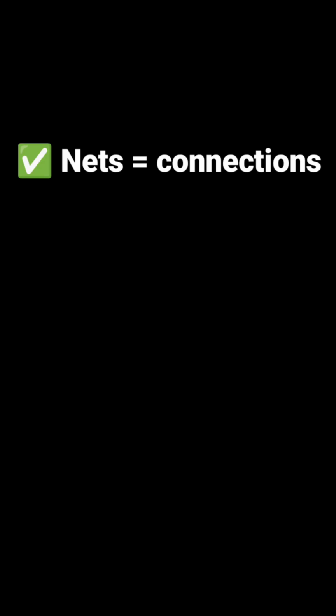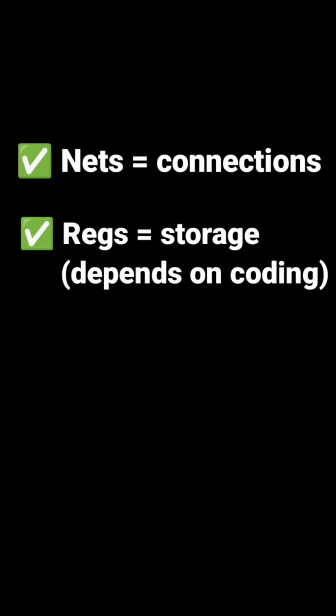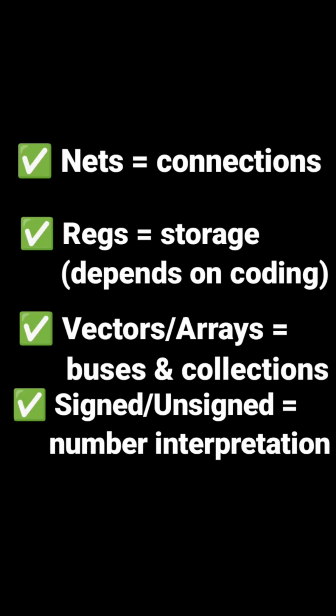So if you are in design, data types help you correctly model wires, storage, and buses in RTL. And if you are in verification, they decide how your test bench variables hold values, generate stimulus, and compare outputs.